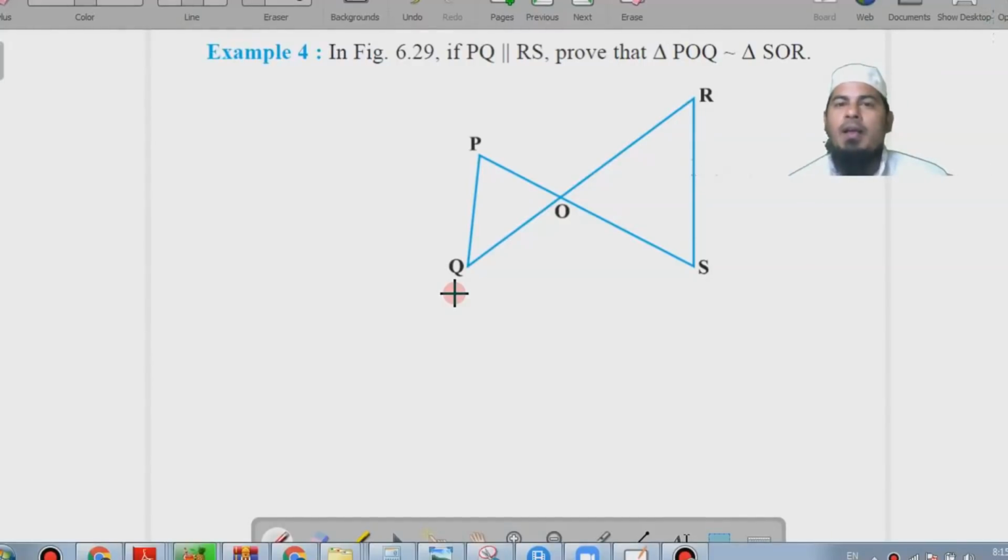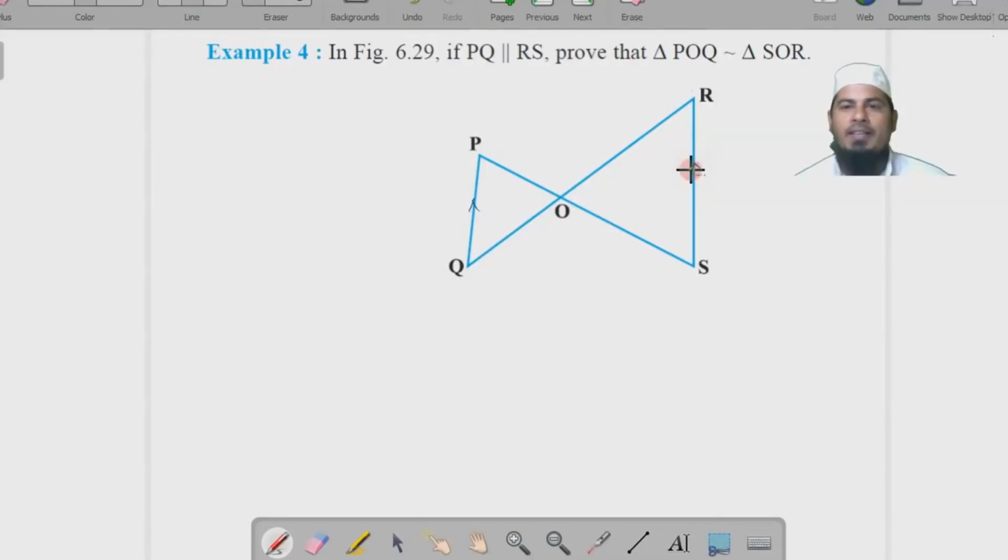Let us take some questions on similarity criterion. The question is ready. If PQ is parallel to RS, these two lines are parallel, prove that triangle POQ and SOR are similar. If I am able to prove that two angles of one triangle are equal to another triangle, then these two triangles will be similar by AA similarity criterion. So my intention is to check for angles first. If I am not getting angle information, then I will go for SAS similarity criterion or SSS similarity criterion. The basic, very easy way is to use AA.